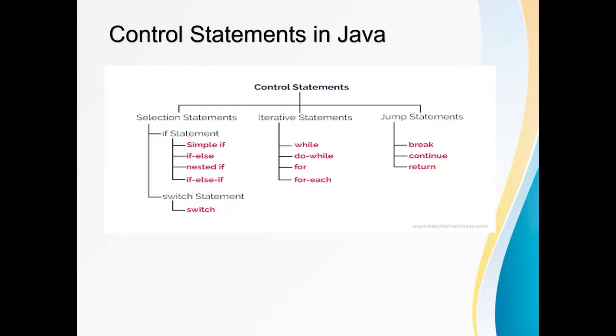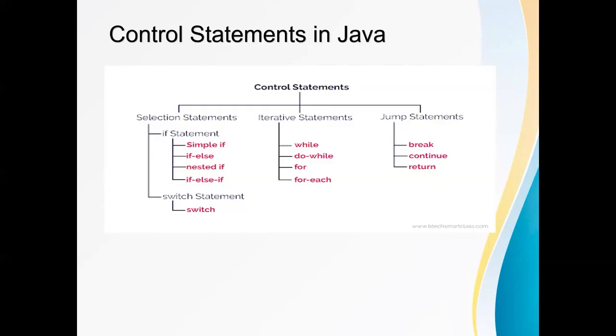In while there is a condition first, then the statement. In do while, first the statement, then the condition. In a while loop, if the condition fails, the loop will not execute. In a do while loop, even if the condition fails, the loop will run one time because the first statement will be there, right? That will get printed. Then we have a for statement and for each.